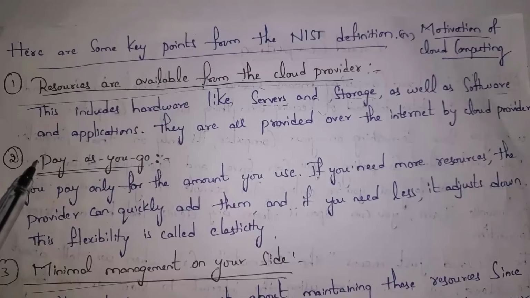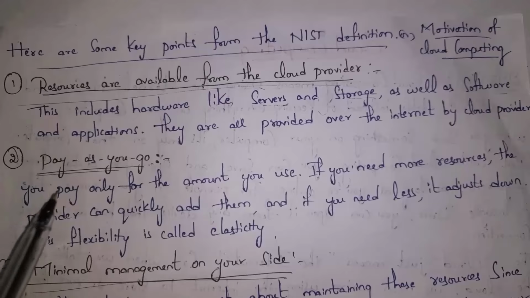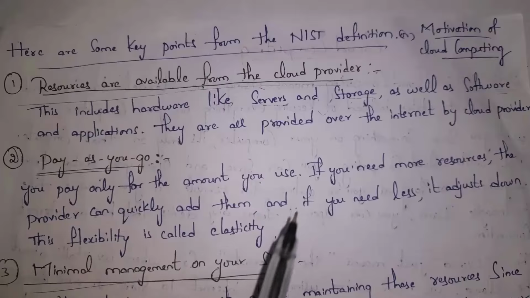And second one is pay as you go. You only pay for what you use. If you need more resources, then the provider can quickly add them, and if you need less, you can adjust down. This flexibility is called elasticity. Guys, based on your work, you can increase or decrease resources. For example, for particular work, I need a high configuration computer.